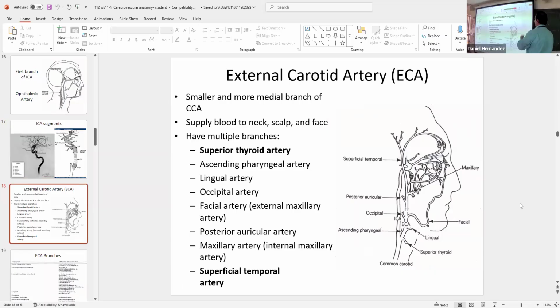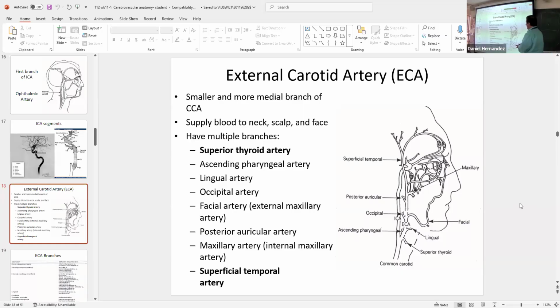All right, ECA. Generally speaking, it's the smaller of the two between ECA and ICA. It supplies blood flow to the neck, the scalp, the face, and some of the glands, and it has multiple branches outside of the skull. The first branch off the ECA that we can sometimes see is the superior thyroid artery. It's way down here, branching off and bringing blood flow to the thyroid gland.